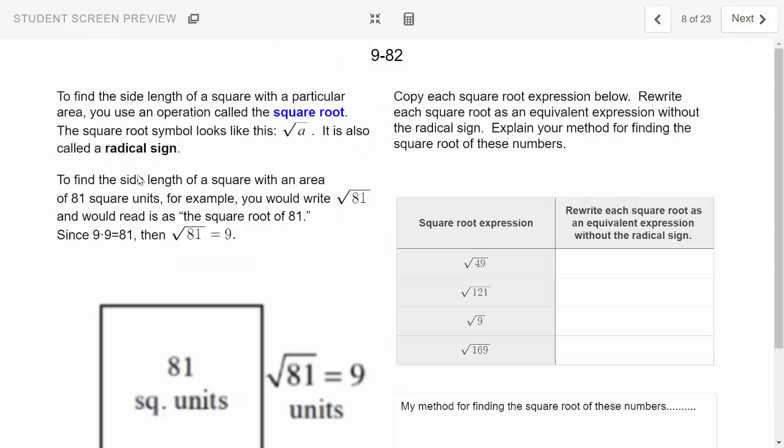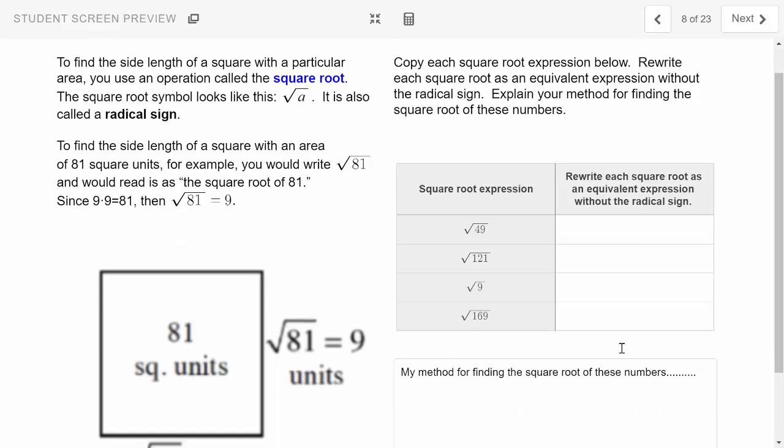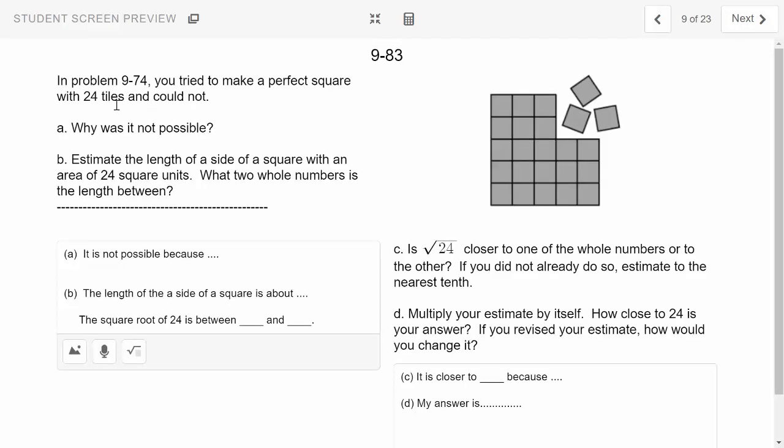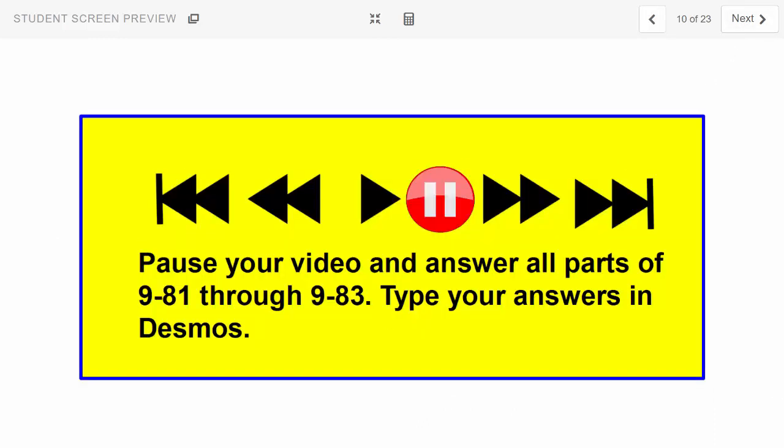Page 8, they're going to talk to you about what a square root symbol is. You should know this. Talk with your team, give me the square roots of these numbers, and give me a method for figuring it out. And then page 9, I want you to try to answer these questions that'll help us get to the square root of 24. Pause this video, go do 981 to 983.